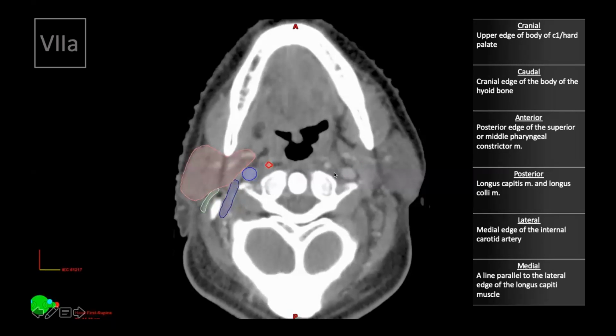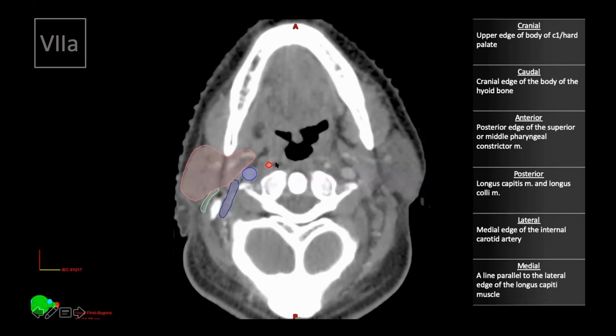Usually it may not be very prominent in certain cuts, especially if you have nodes that are compressing spaces, but you can always scroll up and down and look for a place where you can see this thin space. Like in this case, you can see this thin space over here that is medial to the carotid, posterior to the pharyngeal constrictor muscle, and anterior to the prevertebral muscle. This is nothing but the retropharyngeal group of lymph nodes.